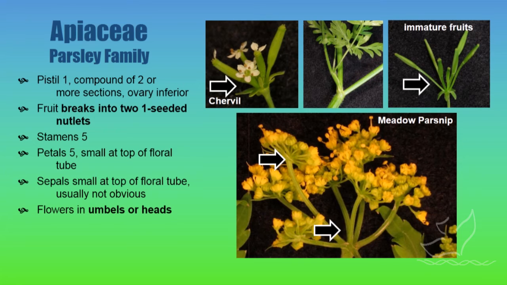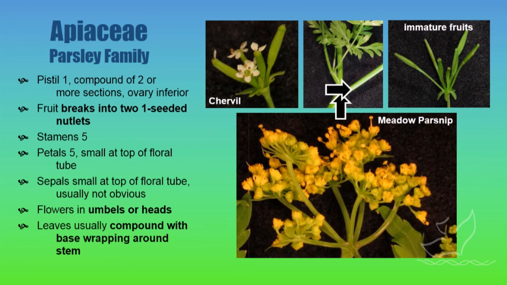Flowers are in umbels, or sometimes the umbels are so congested that you actually have heads, but generally you will find umbels. And the leaves are compound with the base of the petiole wrapping around the stem. So that's highly characteristic. So if you see a compound leaf, especially with lots of little leaflets, and the base of the petiole wrapping around the stem, you know you have a member of the Apiaceae or the parsley family.